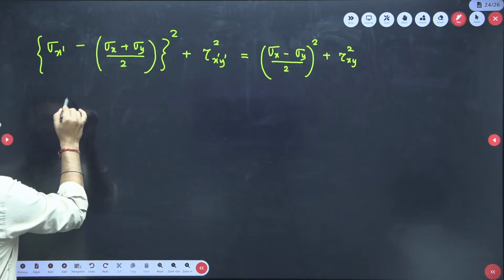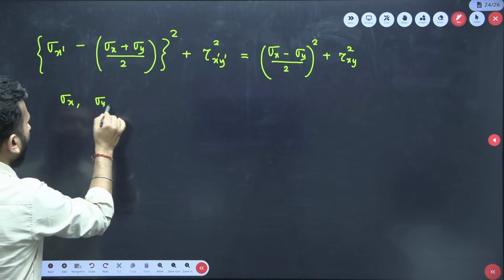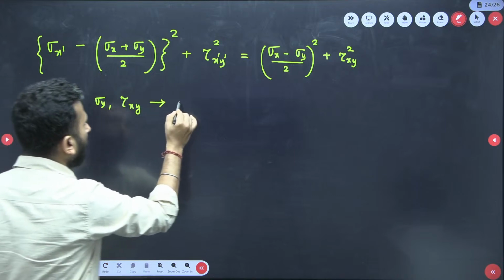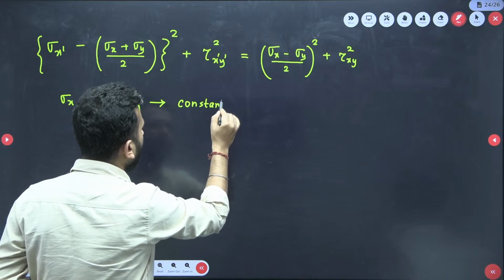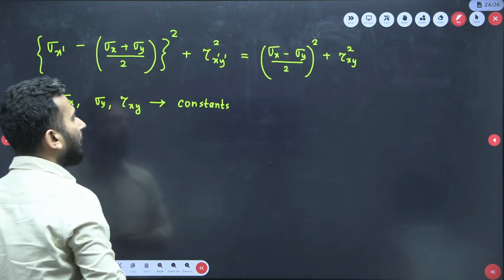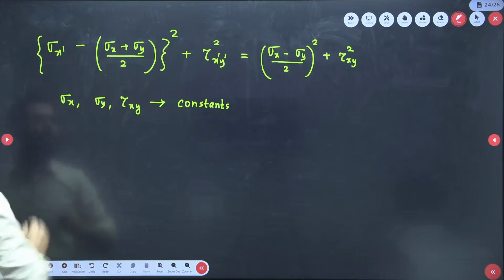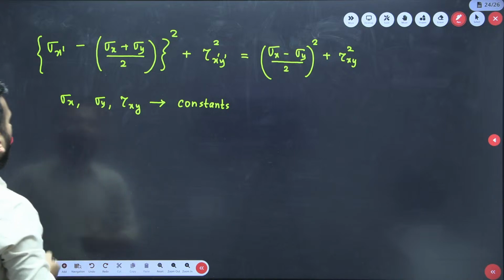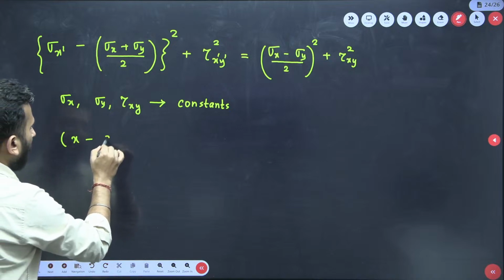So generally sigma x and sigma y and tau xy are constants and will be given to you. So what is the varying thing? What are the variables? The variables will be sigma x dash and tau x dash y dash. Now if you see carefully, it is in the form of a circle.